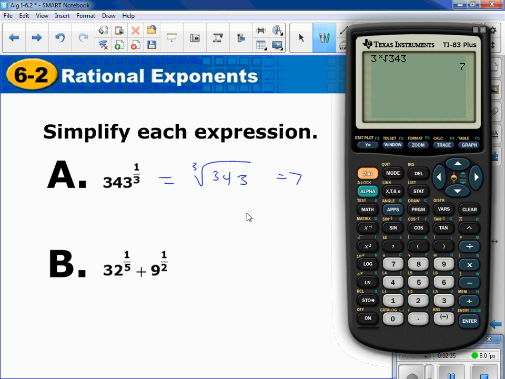Do not think that it means 343 divided by 3. That's a common mistake. Again, I could have used the cube root. So math 4, 343.